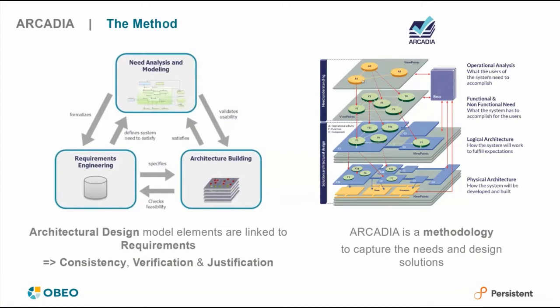And then once this is done, assuming we are taking a top-down approach, which is not mandatory, the 2 next layers will make it possible to model solutions to fulfill these needs. So the logical architecture will describe how the system should work to fulfill the needs, and the physical architecture will describe not only how the system would work, but how it will be developed and built.